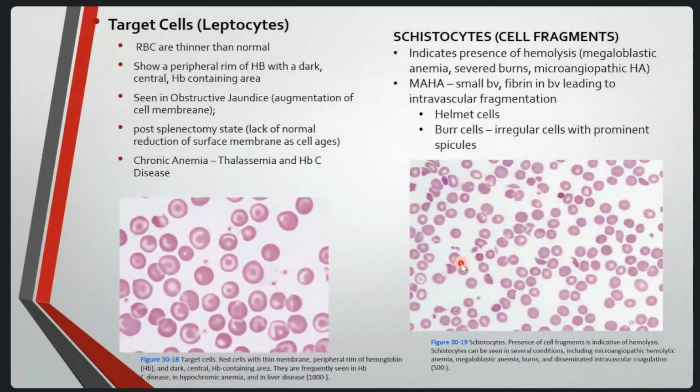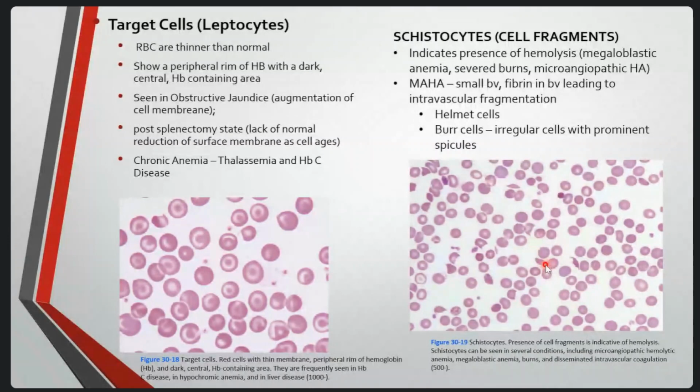Another one is the schistocytes, or the cell fragments. It indicates the presence of hemolysis, as seen in megaloblastic anemia, severe burns, and microangiopathic hemolytic anemia. In microangiopathic hemolytic anemia, the patient either has small blood vessels or there is fibrin in the blood vessels that will lead to intravascular fragmentation of the red blood cells. When they pass through the small blood vessels, they will be fragmented.